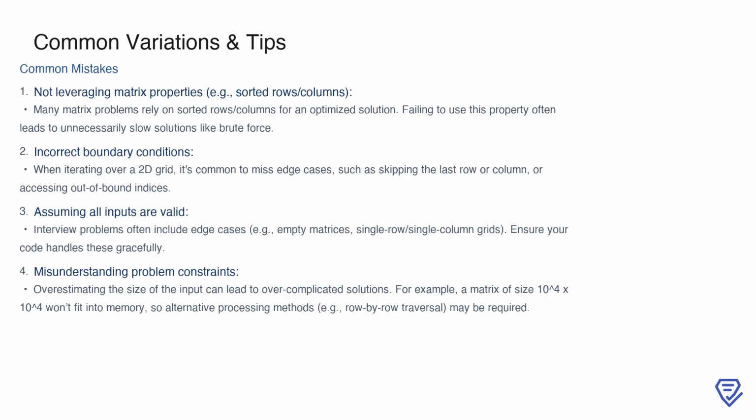Additionally, assuming all inputs are valid can trip you up. For example, you might encounter edge cases like empty matrices or grids with only one row or column. Lastly, misunderstanding problem constraints is another area where errors occur. For instance, overestimating input sizes might lead to unnecessarily complex solutions. If the matrix is too large to fit into memory, consider alternatives like row-by-row traversal to process the data efficiently.